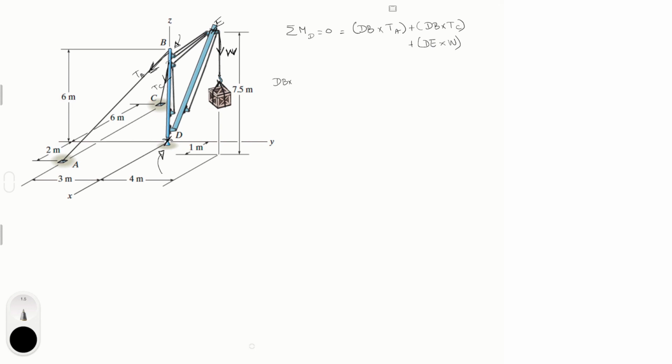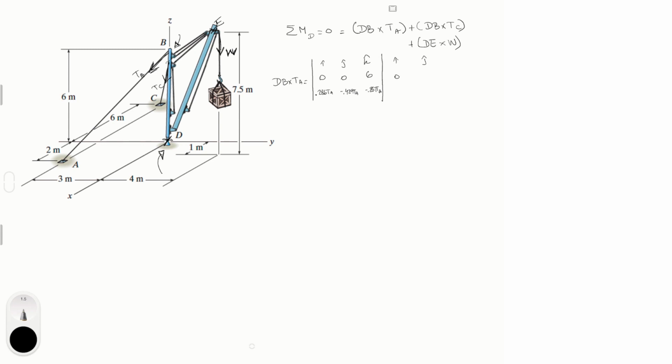Let's do dB cross TA first, and I'm going to try and cram it up here. Hopefully you guys understand. First you do the matrix IJK. The first row is IJK. The second row is from D to B, which is 0 in the I, 0 in the J, and positive 6 in the K. And then you do TA, which we got as 0.286 TA, minus 0.429 TA, and minus 0.857 TA. I should make the numbers a little bigger, apologies for that.